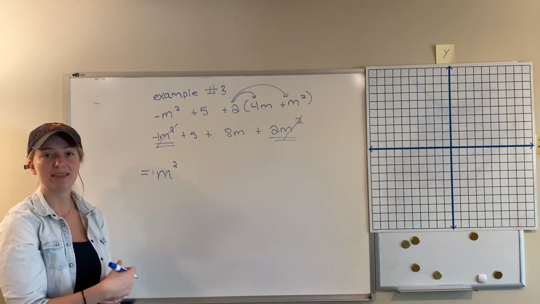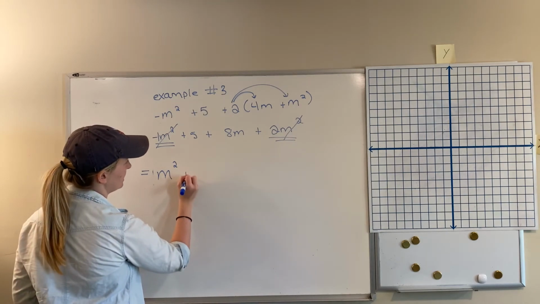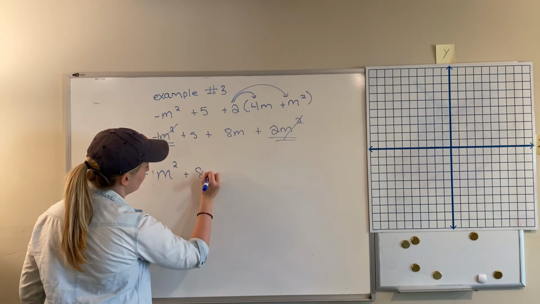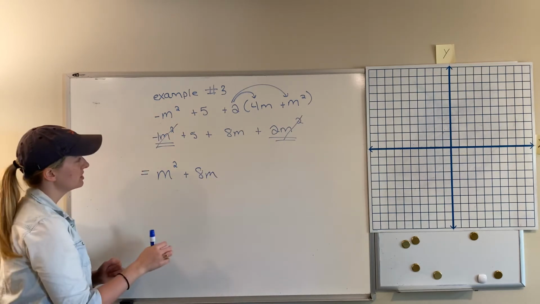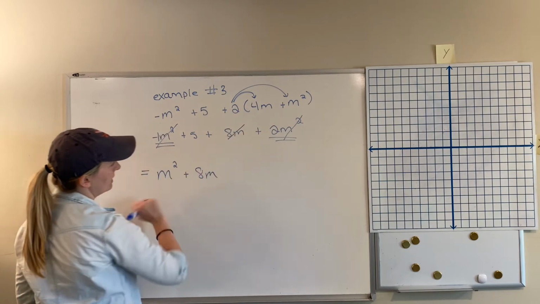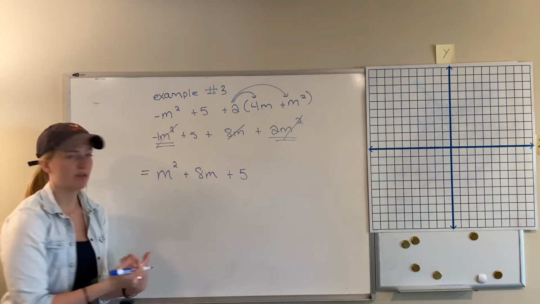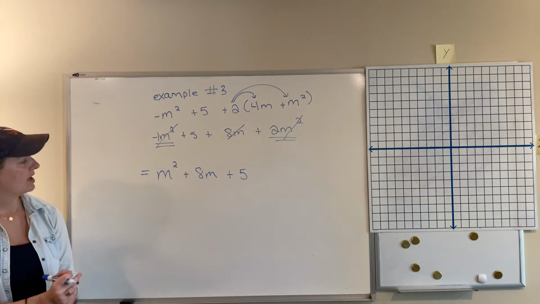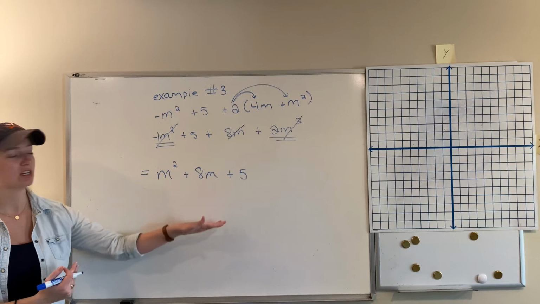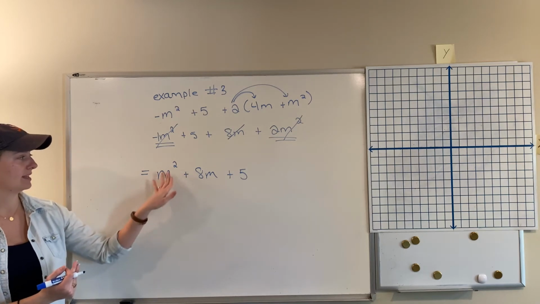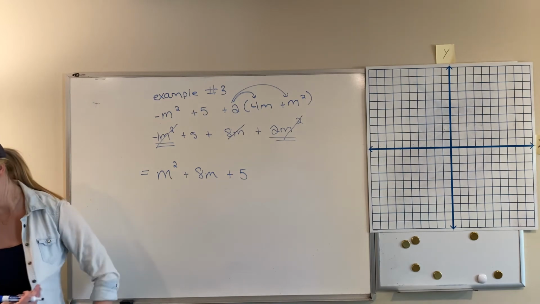Because our job is to write them in decreasing order of exponents, that means this one comes next, plus 8m. Notice I'm not combining them, they're not like terms because they have different variable expressions. That's been added, plus 5, that's my last term. And that's as simplified as I can get for this particular problem. I cannot add them past this point. I have no more like terms, and I've arranged it in decreasing order of exponents. M squared, m to the 1st, then my constants come last.